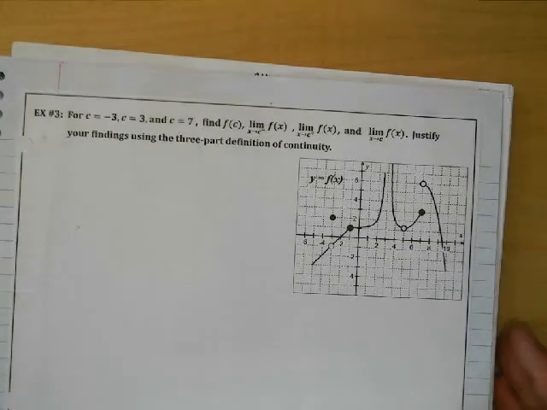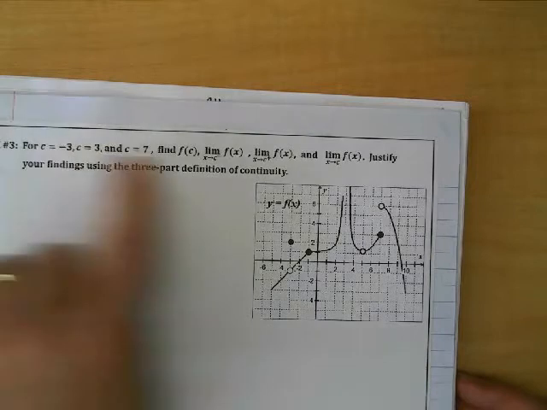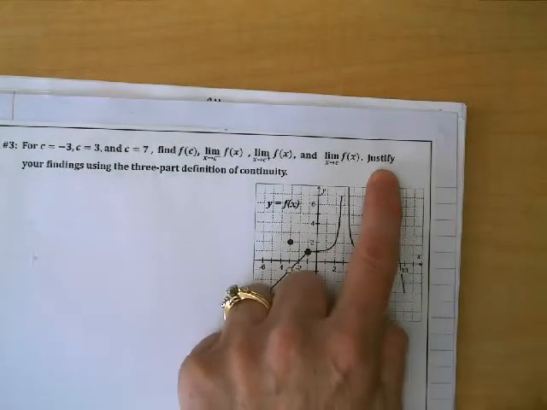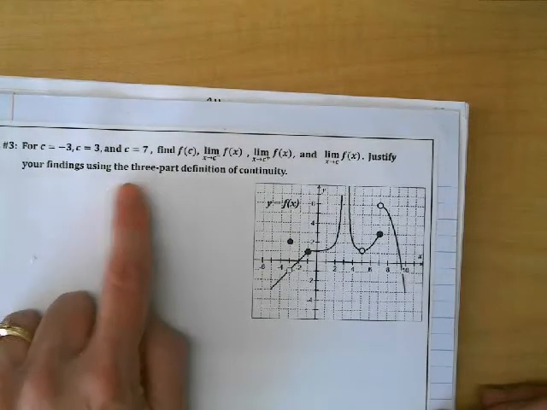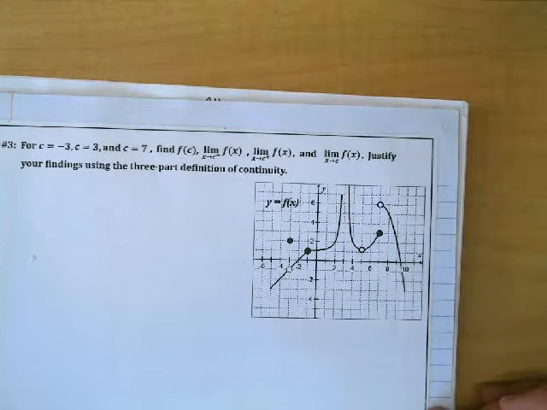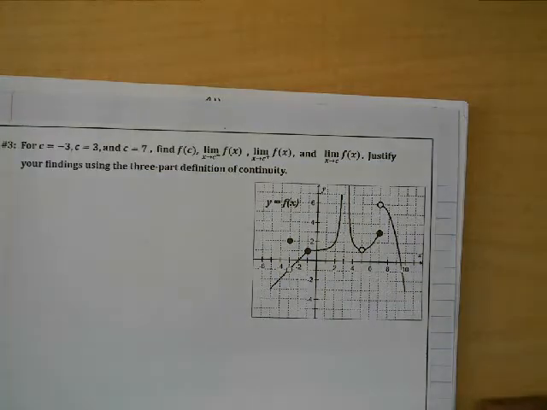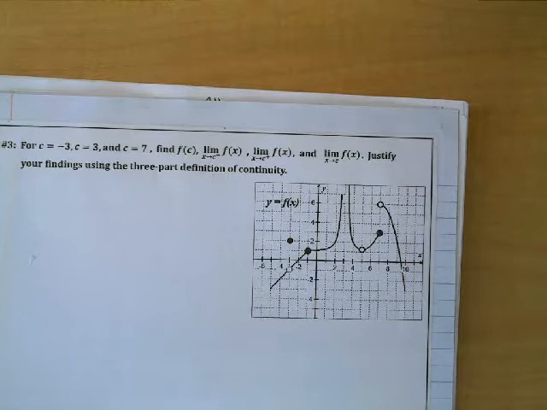Okay, so let's look at if we had to do a proof here. And it says for these numbers, justify. That means prove, show, however you want to say it, your findings using the 3-part definition. So we have to use the 3 parts because they told us to use the 3 parts. So sometimes you're going through and you're like, but I already know that it's not continuous because one of the things was violated. If they told you that you have to use all three parts, you gotta do it.